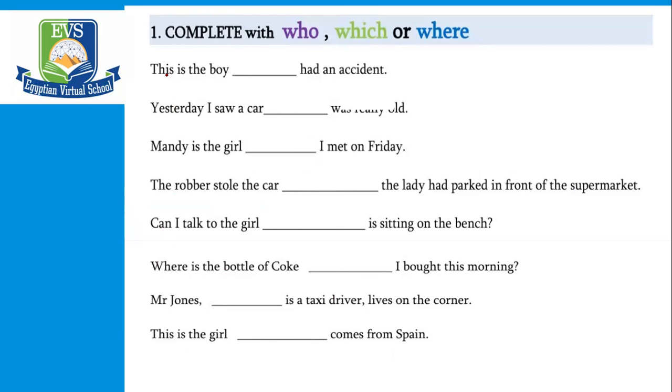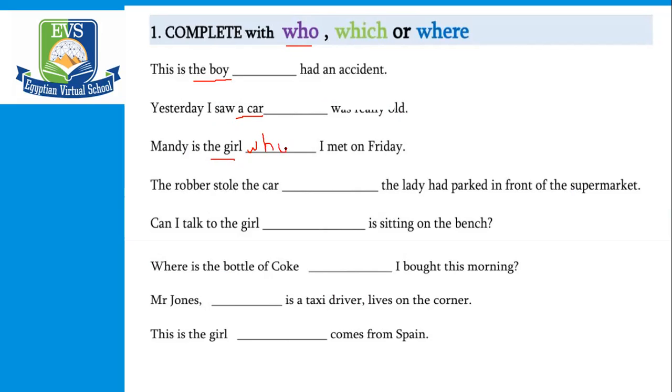Check number 1. This is the boy. Underline the subject to choose your correct answer. This is the boy had an accident. It's a person. Who? This is the boy who had an accident. Yesterday I saw a car. This is an object, which. The car was really old. Mandy is the girl who I met on Friday. Who?